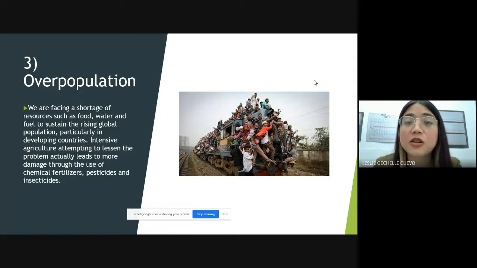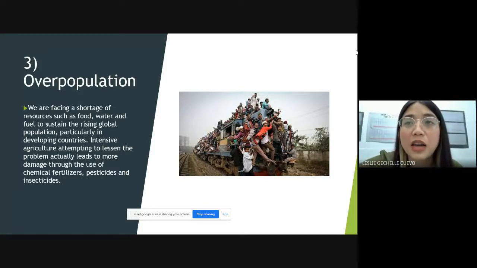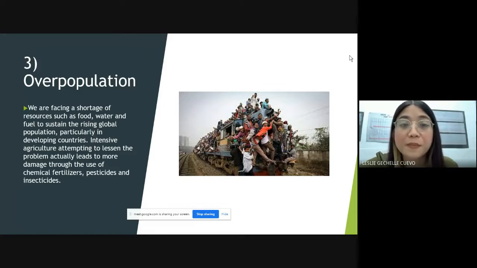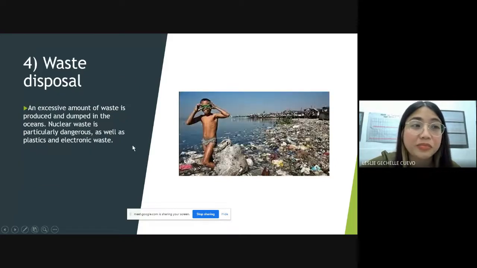Intensive agriculture attempting to lessen the problem actually leads to more damage through the use of chemical fertilizers, pesticides, and insecticides. Dahil yung mga farmland parang laging pinupuno. So, gustong makapag-produce ng mabilis, and of course, gusto nilang mapangalagaan ng maayos, gumagamit ng mga ganitong chemicals.